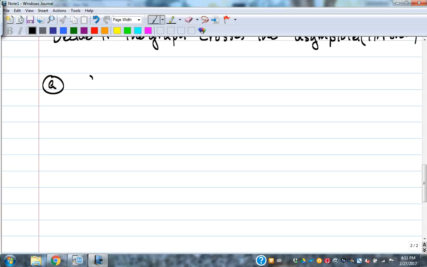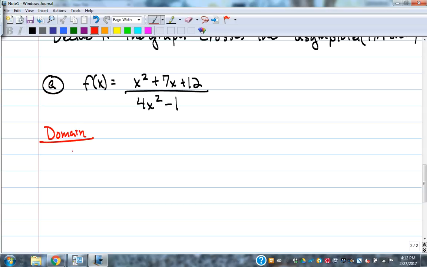So example A, here's our function f of x is equal to x squared plus 7x plus 12 over 4x squared minus 1. So the things we're going to find, domain is the first thing we're going to find. We find the domain first because we want to get that from the unsimplified version. Domain always happens first from the unsimplified version. So how do we find domain? Set the denominator equal to 0. That's that red flag that we talked about back in chapter 3, the x in the denominator. So we're setting that denominator equal to 0 and solving it.